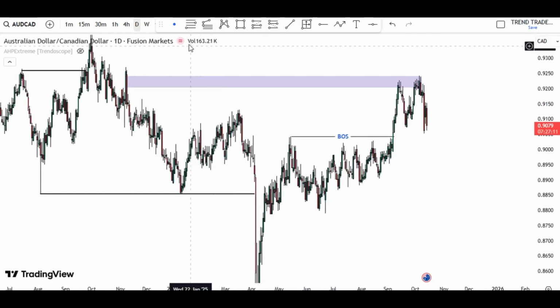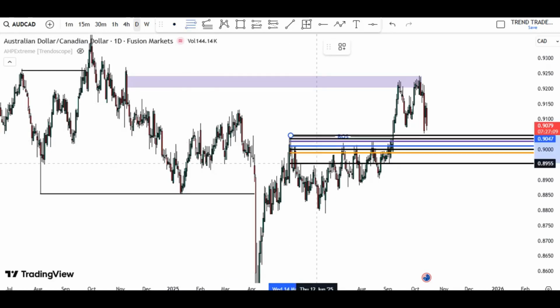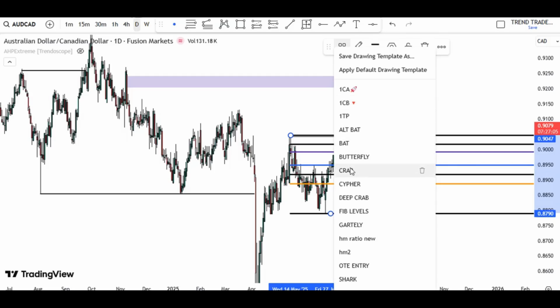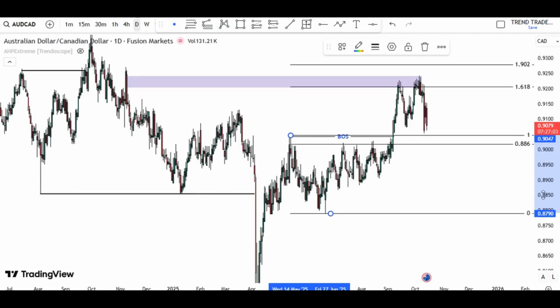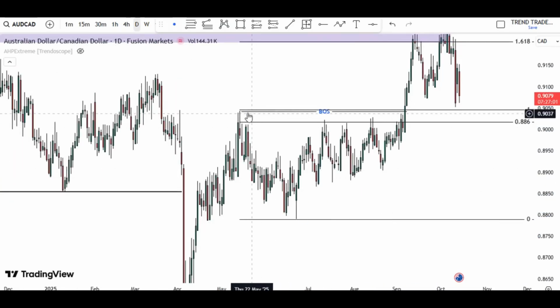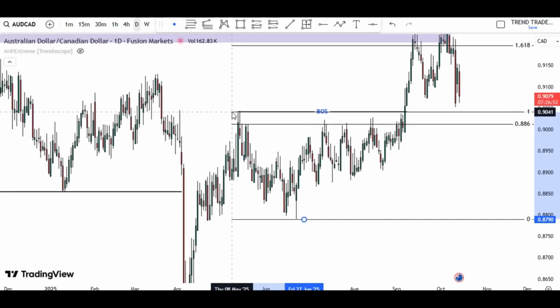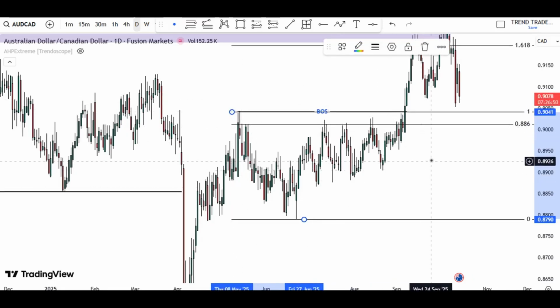Okay, so with our Fibonacci retracement tool, you can see that this level is, I'm trying to see if that could be a deep grab. Beautiful. You can see how price tested that 886 and then we have that retracement to the downside.